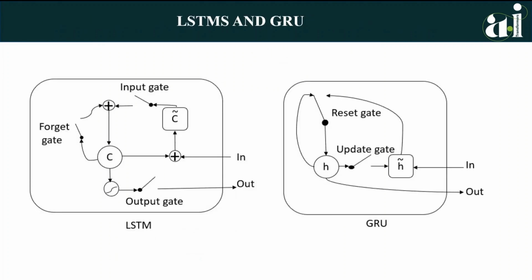While LSTMs are powerful for handling long term dependencies, there is another simpler alternative called gated recurrent units, or GRU. GRU streamlines the process with fewer gates, making them faster and easier to train, yet effective for many tasks where a lighter model is sufficient.